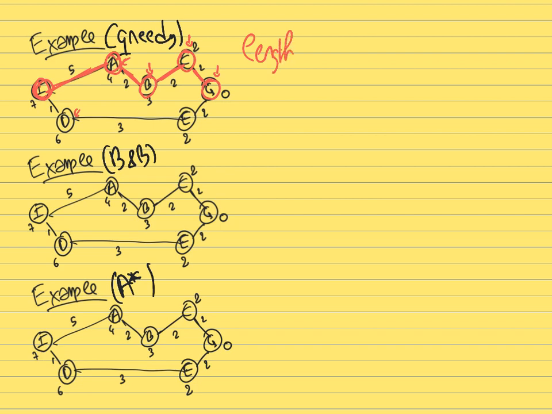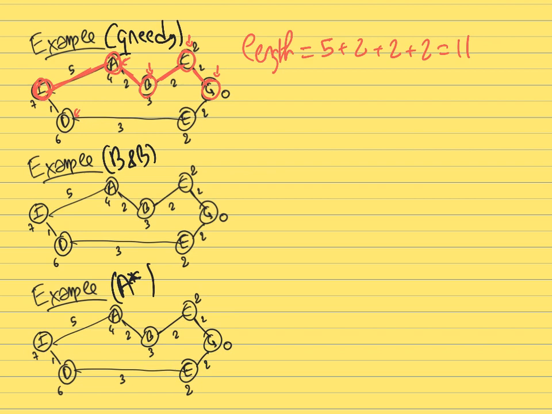For the path that we found, we needed first 5 to go from I to A, plus 2 to go from A to B, plus 2 to go from B to C, plus 2 to go from C to G. So that gives us 5 plus 6, a total length of 11, which we know in this case is not the shortest path.